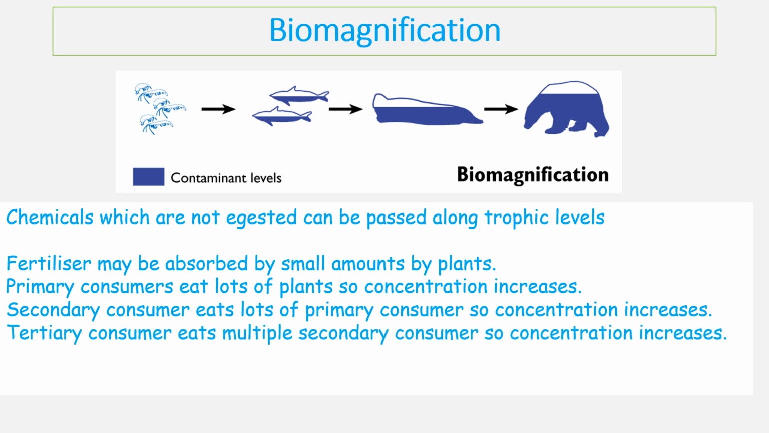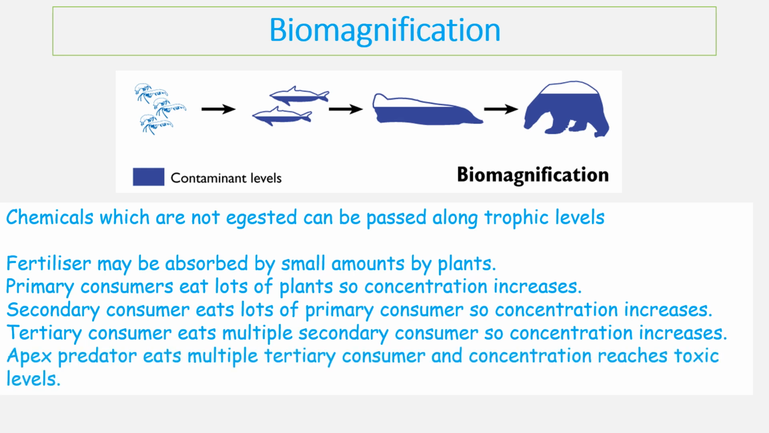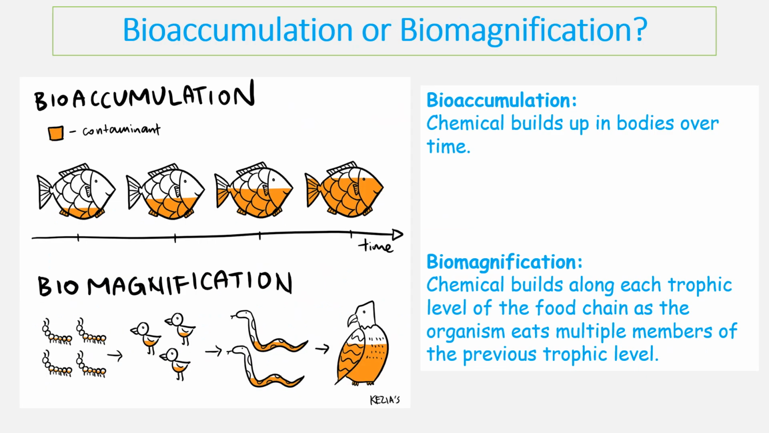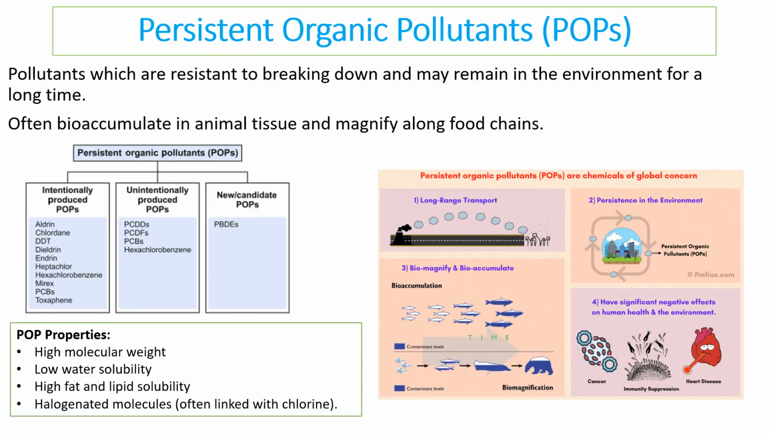And then the tertiary consumers, in this case the polar bear, might eat numerous seals, and therefore the concentration increases again because it has to eat more of the previous trophic level to gain enough energy. The apex predator eats multiple tertiary consumers, and therefore the concentration then eventually reaches toxic levels. So you do need to know the difference between bioaccumulation and biomagnification.